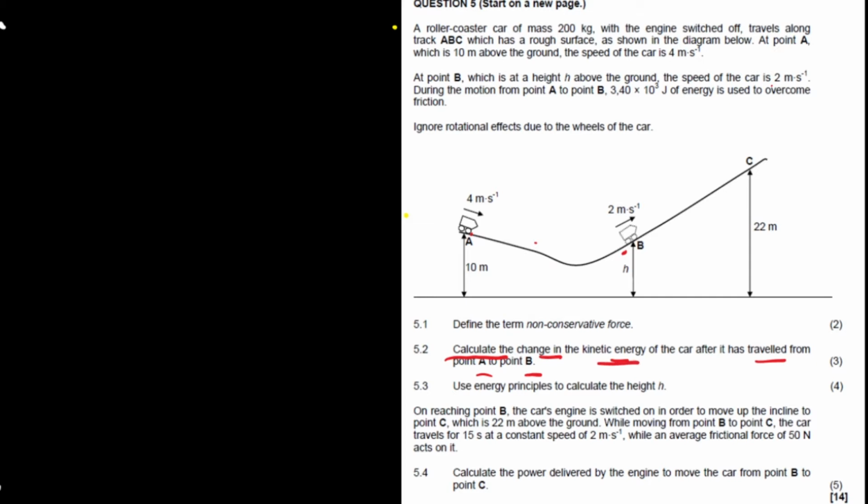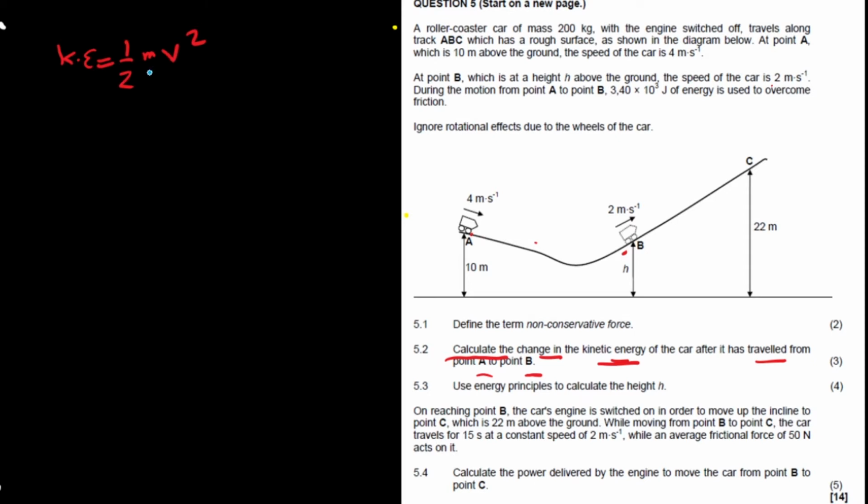What is kinetic energy? Kinetic energy equals half mass times velocity squared. You see what I'm saying? That's how you get the kinetic energy. Simple like that. So now they say change in kinetic energy. What does that mean?